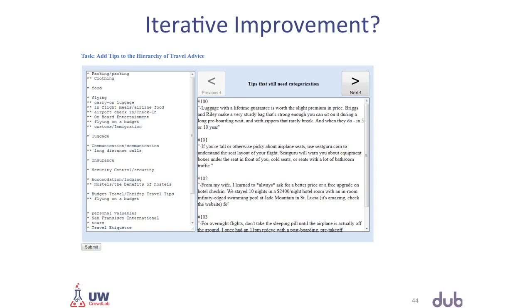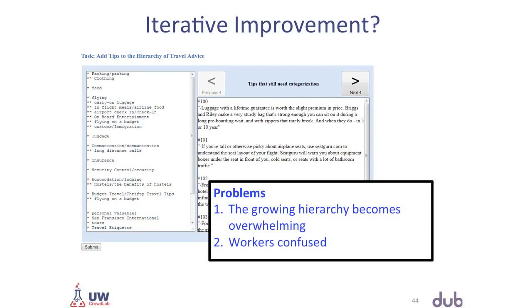Well, this is the master's thesis of Lydia Chilton. And she was actually a co-author with Greg Little on the original iterative improvement paper. So a natural thing to do was to try iterative improvement, where here you've got a taxonomy, and over here are the tips that still need to be categorized. And pretty cool, it didn't work at all.